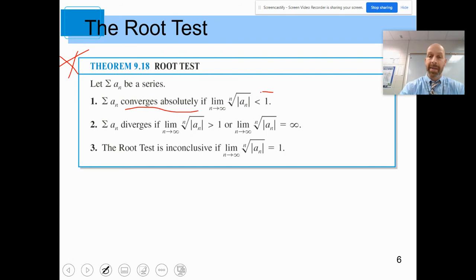So this is kind of similar to the last one. If it's less than 1, it would converge. It will diverge if it's greater than 1, or if it goes to infinity. Again, that kind of makes sense. And similarly to the last one, if it's equal to 1, it is inconclusive. So this is very similar to what we saw on the ratio test.